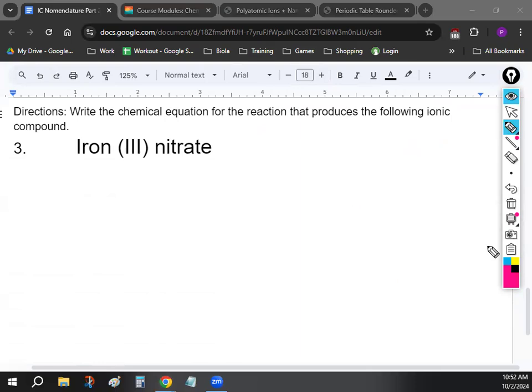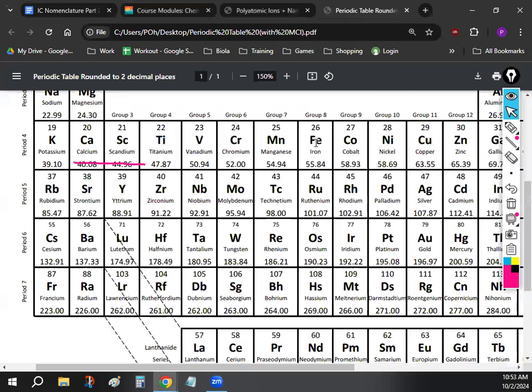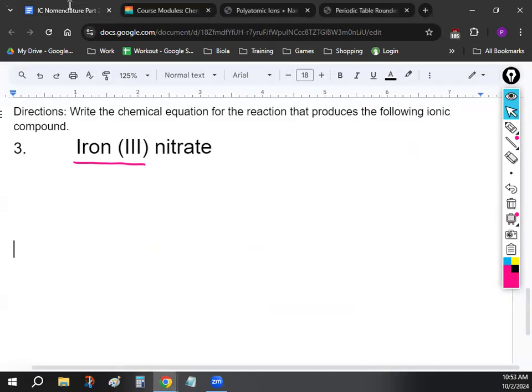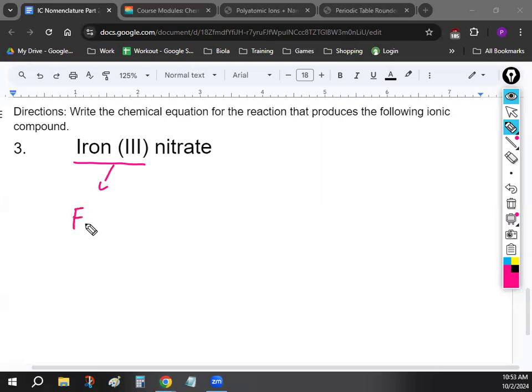So what you want to do here is first use the name to figure out the formula. Let's take a look at iron(III). If we take a look at iron on the periodic table, it's right here. It's Fe. So iron(III) is going to be Fe 3+ because it's parentheses 3. It's not saying there's 3 irons. It's just saying that the iron is +3.